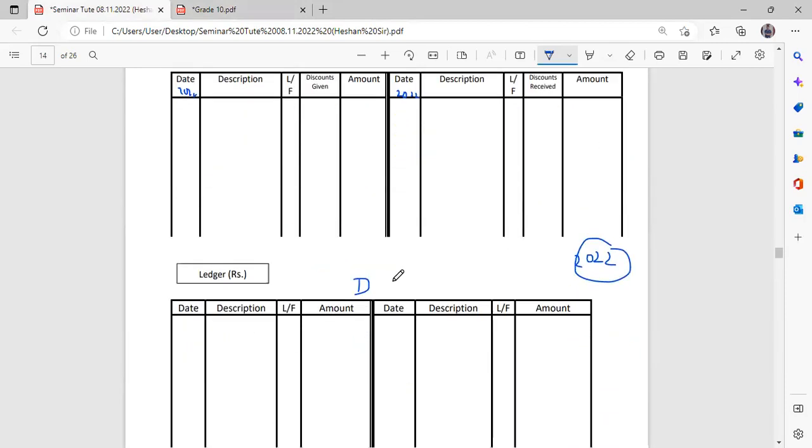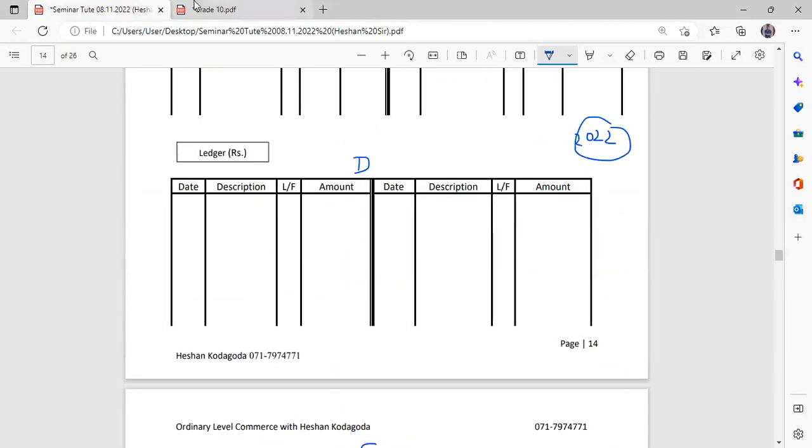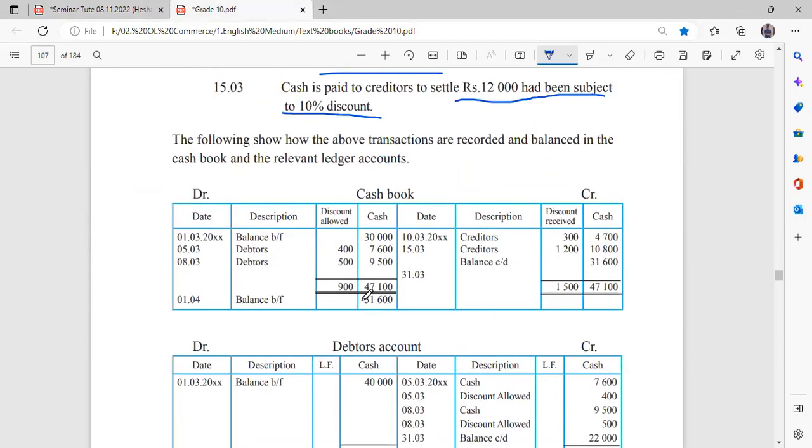So finally, you need to open two new accounts: discount allowed and discount received. Discount allowed is an expense account, so you need to debit the full amount. Which means you need to get the total summation in the discount allowed. Now you know we balance only this cash column, which means the amount column. So the higher amount is on the debit side, as always, right?